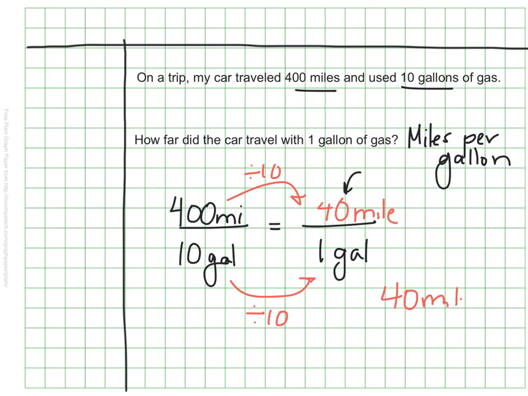miles per gallon. That's my unit rate. I'm just going to write gallon with my abbreviation here. The unit rate is 40 miles per gallon.